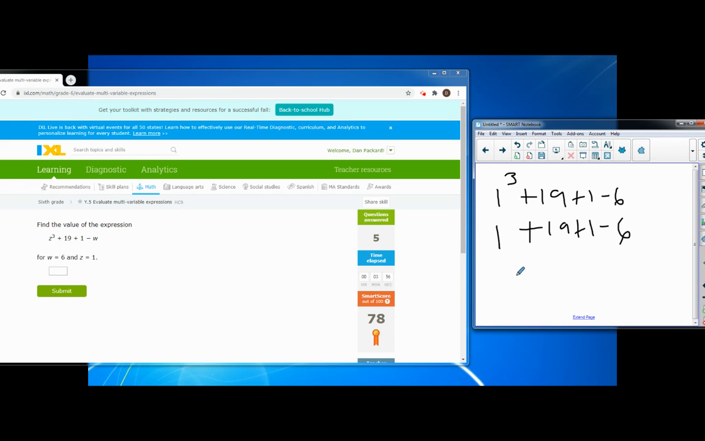Okay, 1 plus 19, right? Add and subtract left to right. So this is 20 plus 1 minus 6. And that gets us 21 minus 6, which is going to be 15.